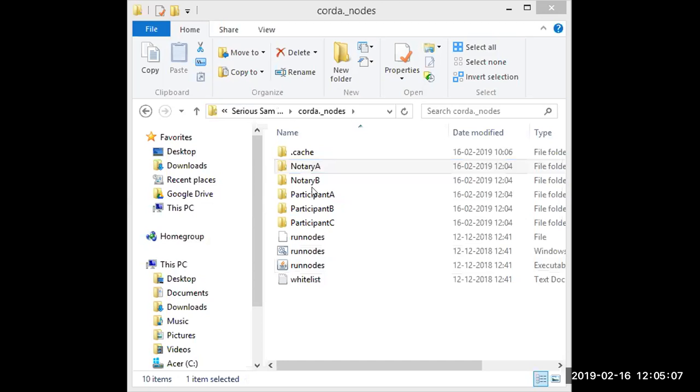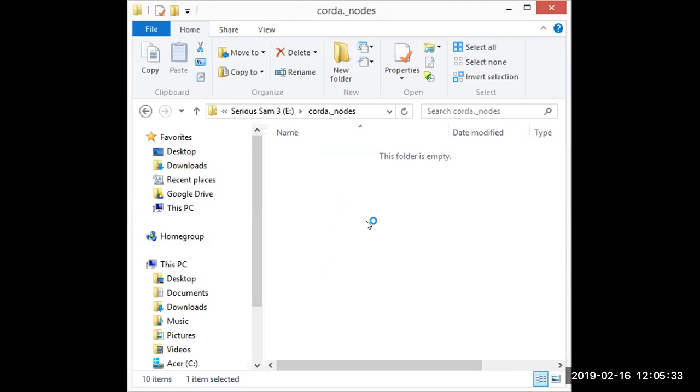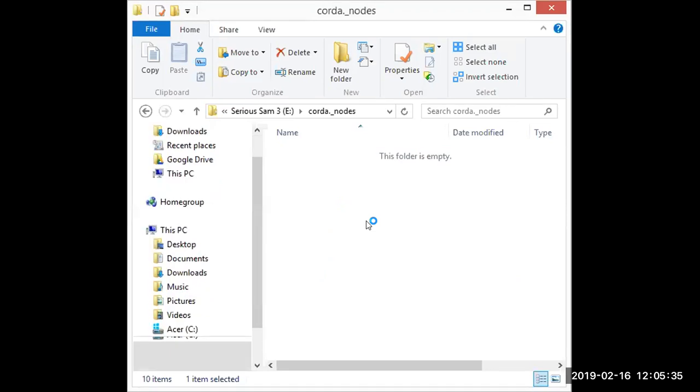So you are able to see this, right? You have the notary service here. It's taking time to load. This is basically the structure of my application. I have two notary services and three participants.